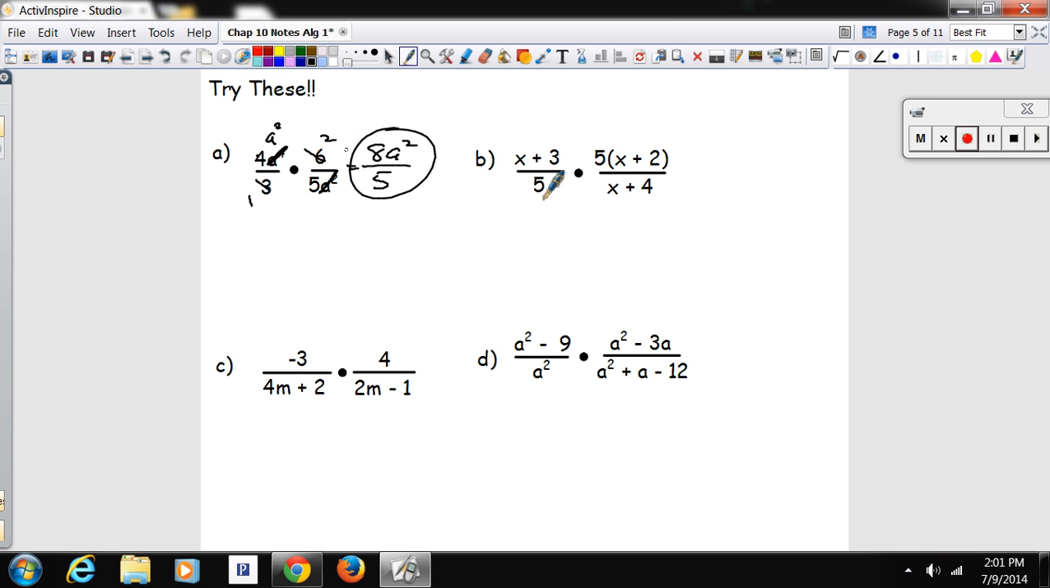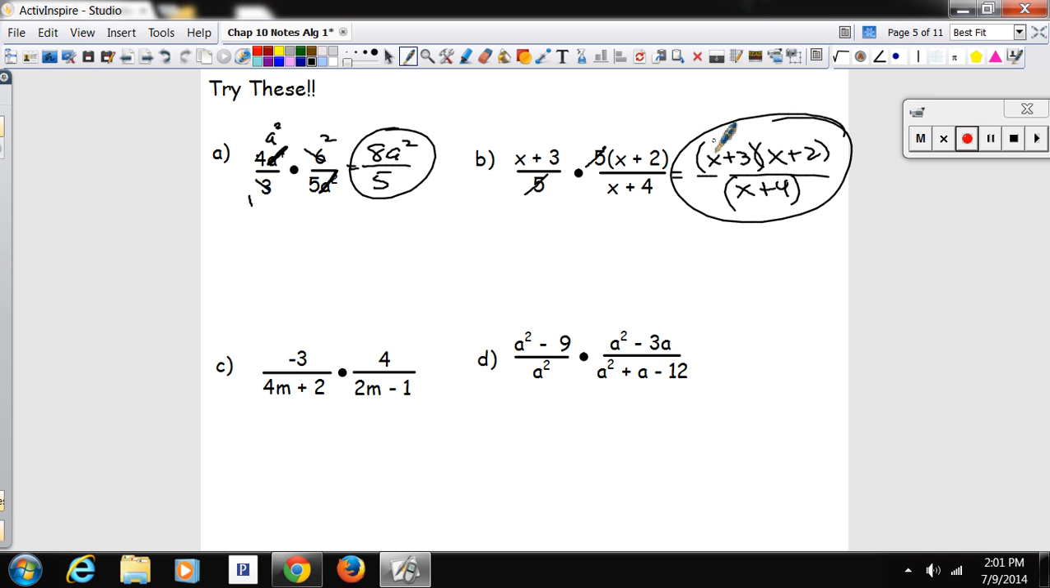Letter B, we have 5's that can be reduced, and nothing else. X plus 3 times x plus 2, there's nothing you can do there. And x plus 4 on the bottom, nothing you can do there. None of those are the same, and they're all in parentheses. So that would be letter B.